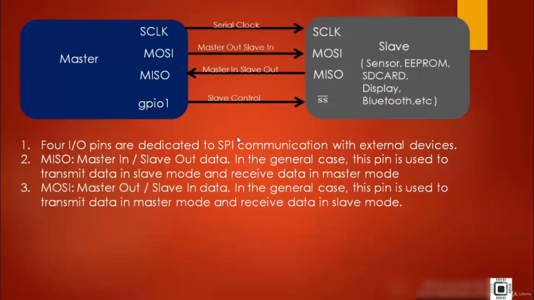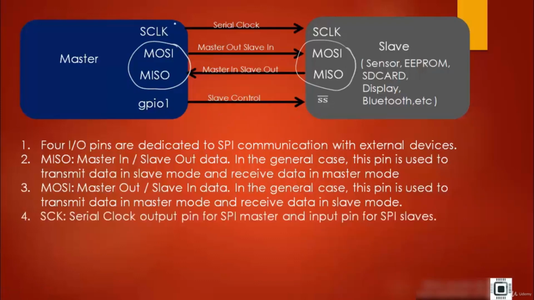Now the next pin is MOSI. MOSI stands for Master Out Slave In. In the general case, this pin is used to transmit data in master mode and receive data in slave mode. Whenever the master wants to send some data to the slave, it sends it over the MOSI pin, and the slave receives the data over its own MOSI pin. You have to connect the MOSI pin of the master to the MOSI pin of the slave, and the MISO pin of the master to the MISO pin of the slave. These two are data pins, because they carry data.